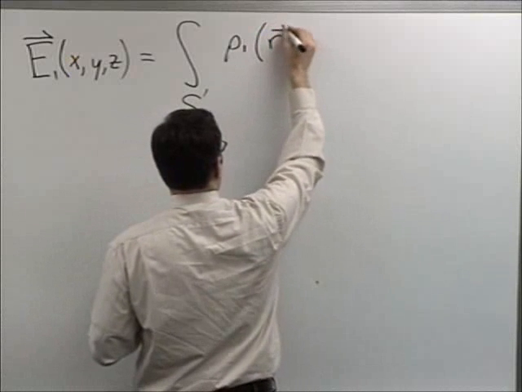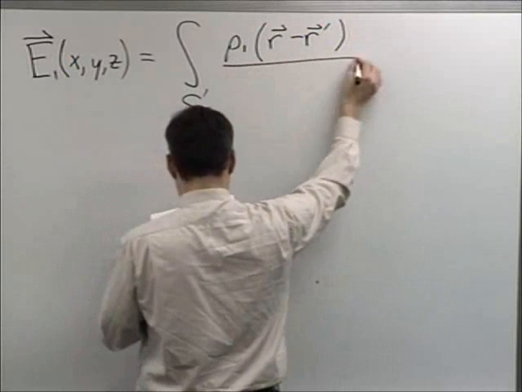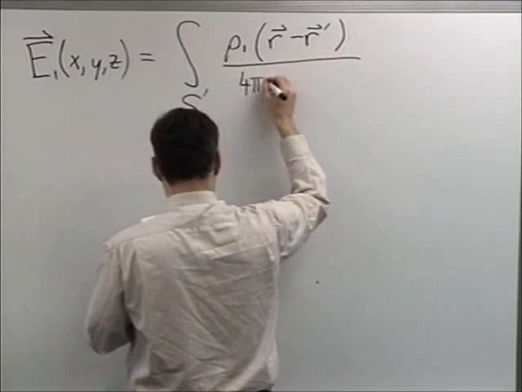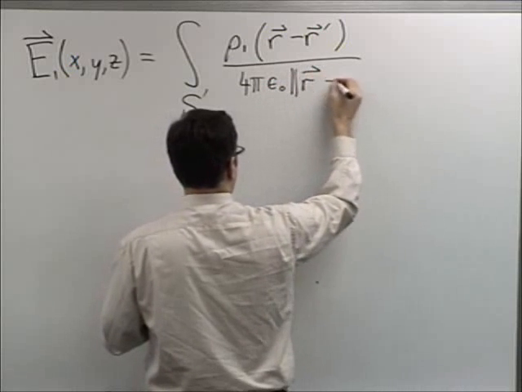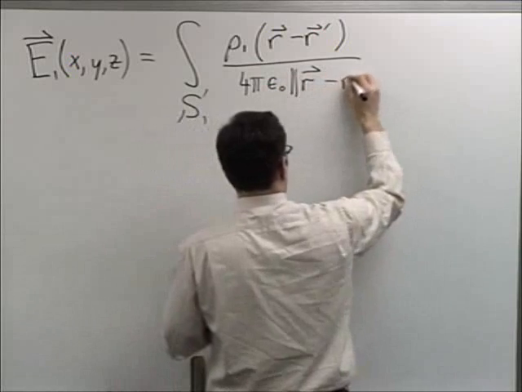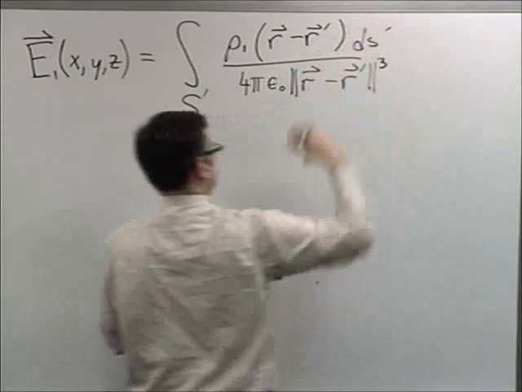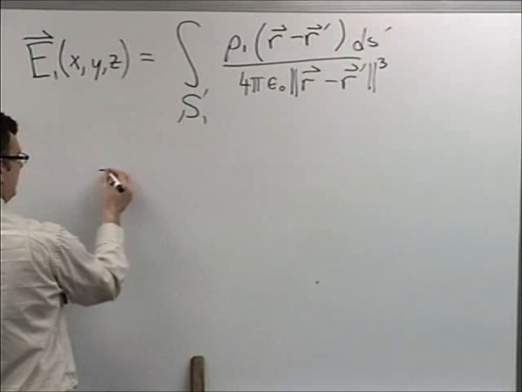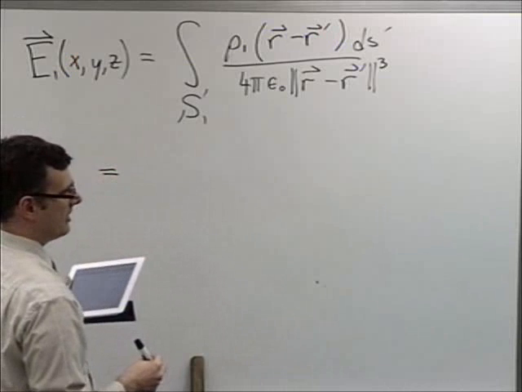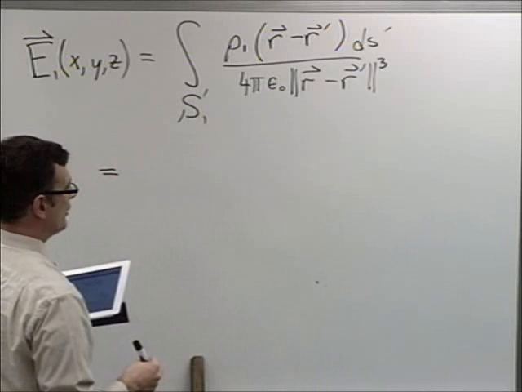Times our kernel, r minus r prime, over 4 pi epsilon naught, we're going to be in free space, divided by magnitude of r minus r prime, quantity cubed. And that's integrating with respect to a surface element of integration. In fact, we said, let's put in the limits here. So we're jumping down to step 3 still. We're still writing our integral.